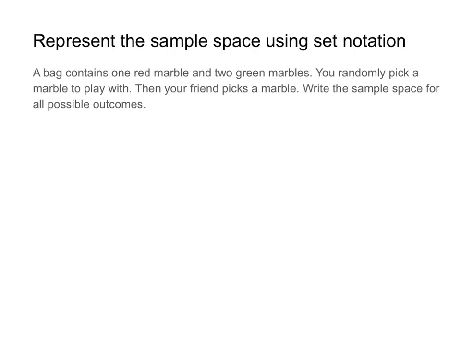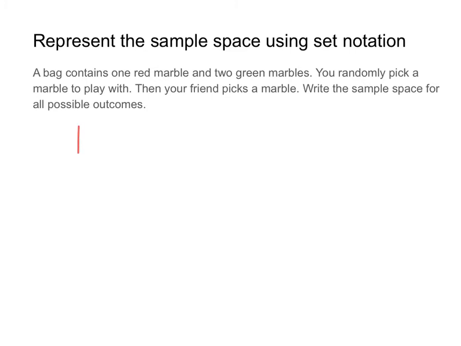Okay, so to make sure that we're getting the correct sample spaces, one of your questions is going to have you write the sample space using set notation, which isn't very hard, but you've got to make sure that you're getting all of the right outcomes. So we have a bag that contains 1 red marble and 2 green marbles. You randomly pick a marble to play with, then your friend picks a marble. Write the sample space for all possible outcomes. You can do this as a tree diagram if you want to, otherwise I'm going to do it a little bit differently this time.